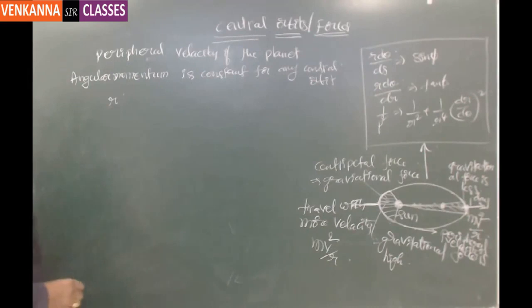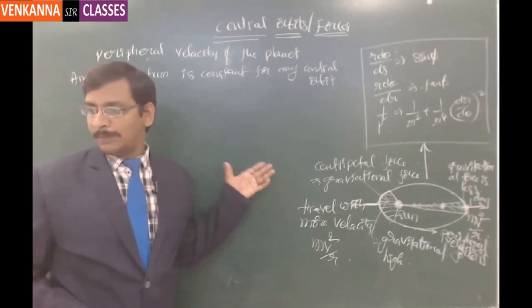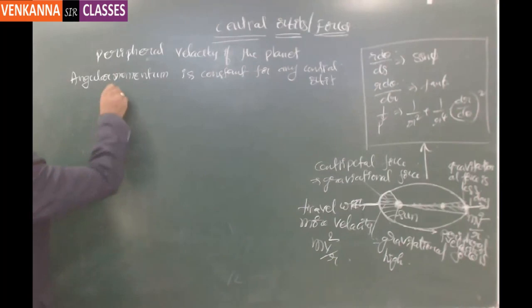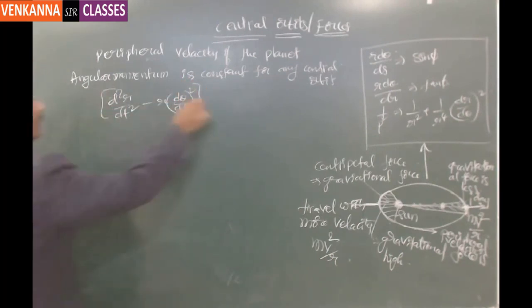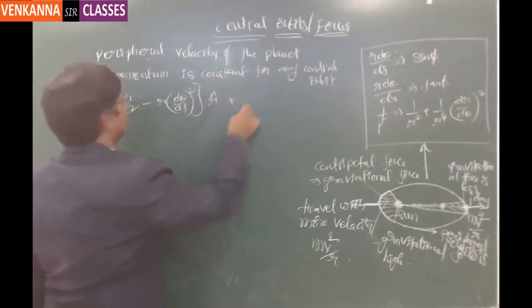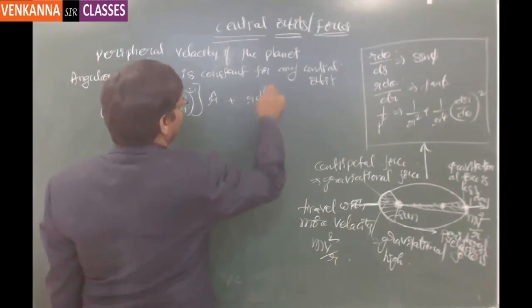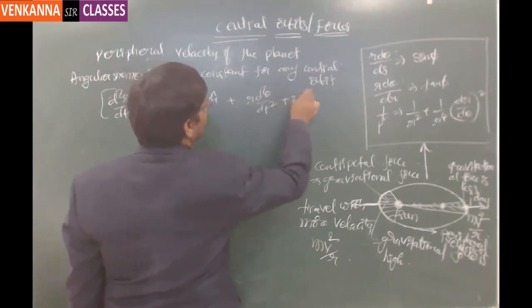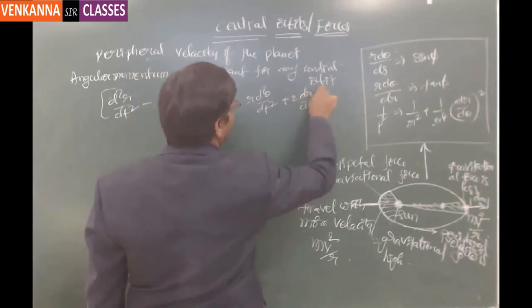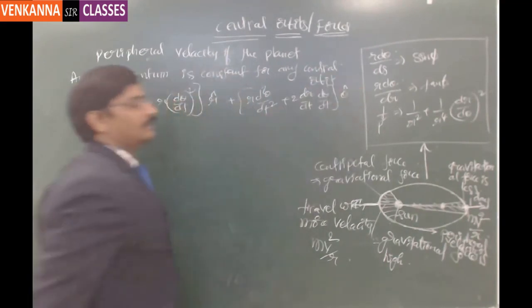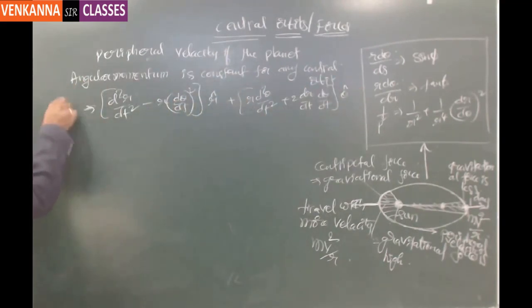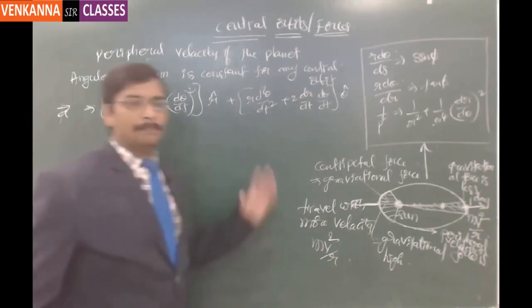From the general relation of any planet moving in a plane, we proved the relation: d²r/dt² minus r(dθ/dt)², and this is the radial component of acceleration, plus r d²θ/dt² plus 2(dr/dt)(dθ/dt), and this is the θ cap component of the acceleration. So this is the acceleration of any planet moving in a plane.